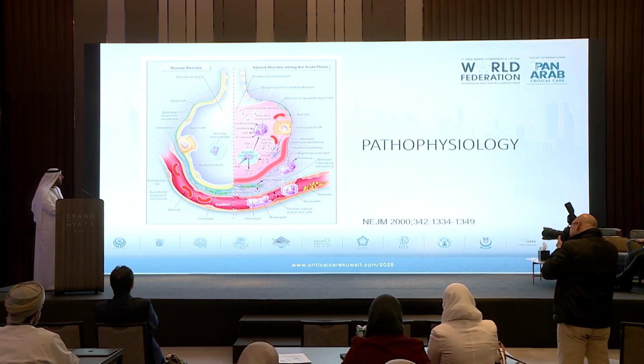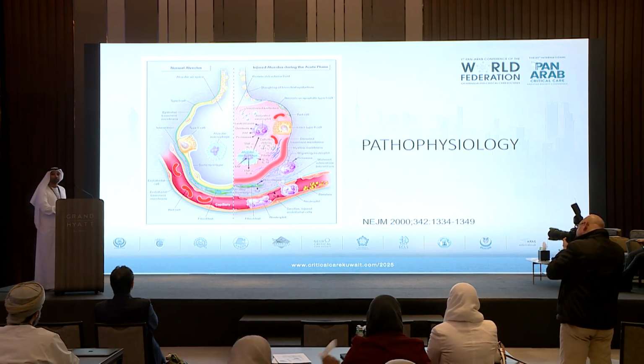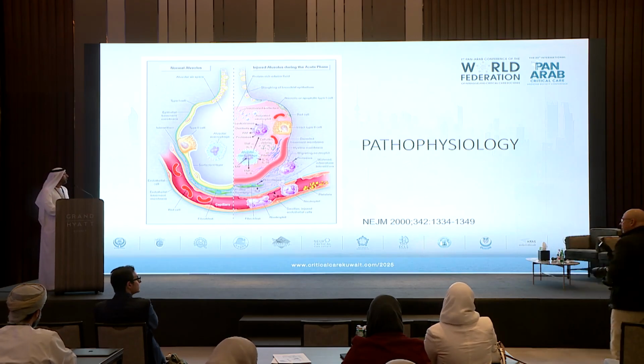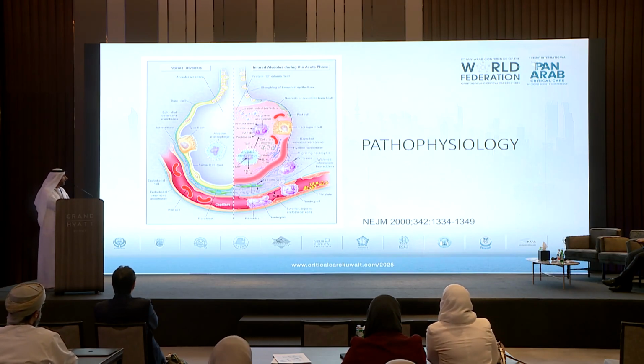So this is from direct lung injury. The same thing can happen from indirect lung injury. For example, sepsis will cause capillary endothelial damage, platelet aggregation, microthrombosis, and the inflammation will cascade from this side toward the other side.